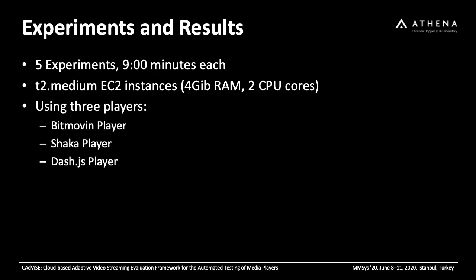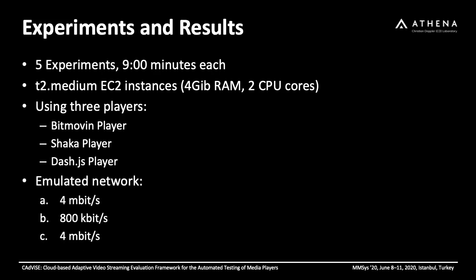The network shape is defined in 3 points of time. In the beginning we had 4 megabits per second of available bandwidth, and after 3 minutes we decreased it to 800 kilobits per second, and again after 3 minutes we increased it back to 4 megabits.